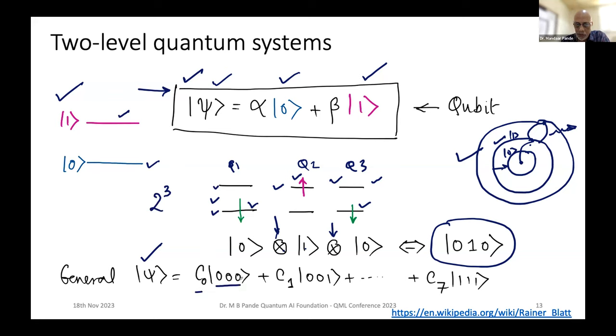So all zeros means all ground state. All ones means all in the excited state. And all in between. And this is exactly like the probability amplitudes over here. The mod square sum of each of these, C0 squared, C1 squared, up to C7 squared, should equal 1. That's the total probability that is available. So that's how you represent a general quantum state.